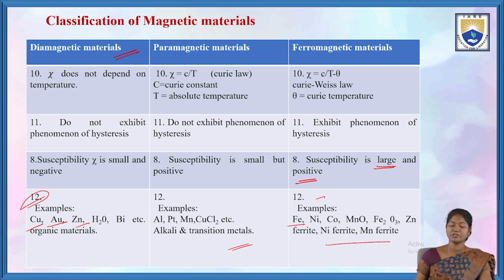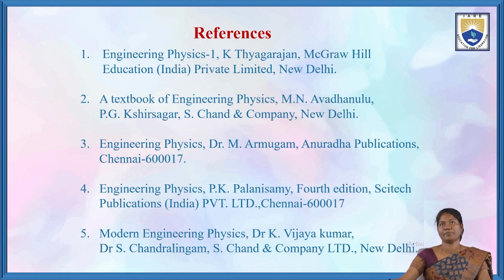So these are the classification of magnetic materials depending upon the alignment of magnetic moments.